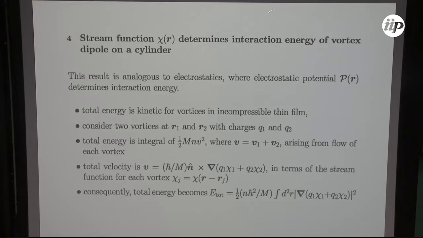Okay. Now, the stream function is a lot more than just visualizing the flow, because it determines the velocity, and it's analogous to the electrostatic potential. For vortices in an incompressible film, the total energy is just the kinetic energy. Just the integral of v squared, where v is the sum of the velocity from vortex 1 and vortex 2, and if you take chi, the stream function from each vortex, you can write it as a linear combination. And the velocity is then just the gradient of this linear combination squared.